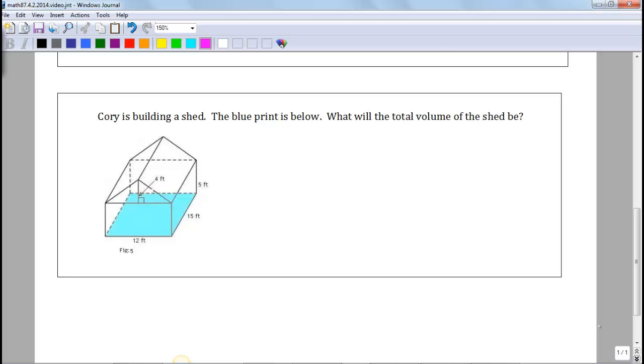Okay, last question in the video. Again, I'll help you set it up, but you need to take it to completion. So this one, we have Corey has a shed. The blueprint is below. What's the total volume going to be? So this one's pretty obvious. You can see that there's 2 shapes.